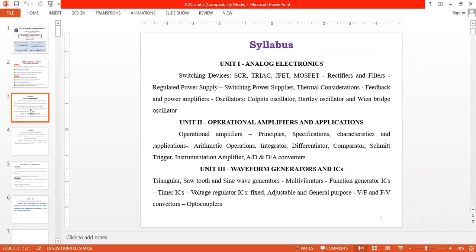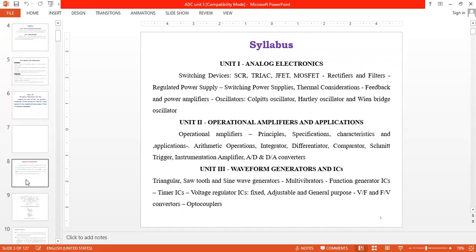Okay, so we have different waveform generators using operational amplifiers. In the first unit, we discussed the oscillators, which are built with the BJT. Here we are going to generate the signals, that is, waveforms, using these operational amplifiers. So let's see one by one.